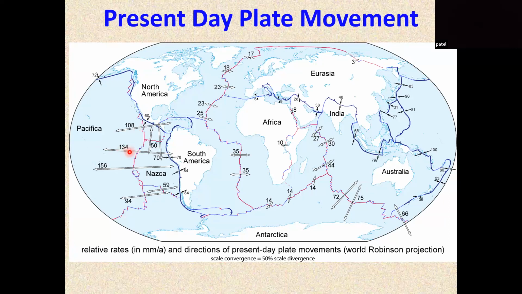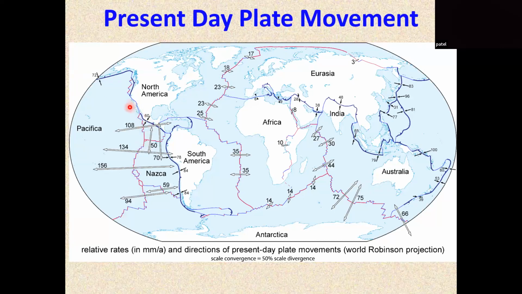This arrow shows that the Pacific plate, where it is written, is moving towards the left at 134 millimeter per year, and towards the right it is also moving at a similar rate. So here seafloor spreading is going on.